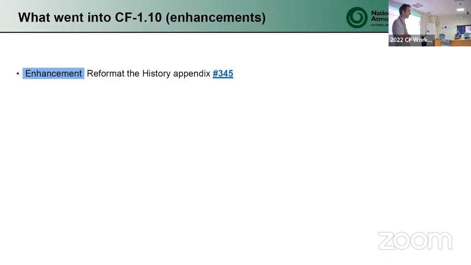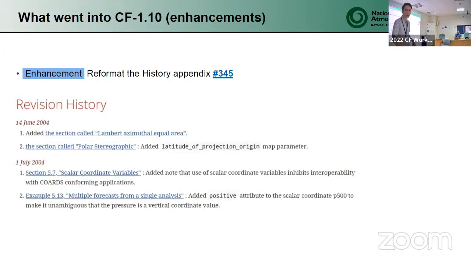The first one is not CF metadata content. It's just the reformatting of the history of the document. This is what it used to look like until 1.10, which was released a couple of weeks ago. We had just a plain list in chronological order of all the changes, and the dates are the dates at which the change was accepted, not the date at which it ended up in a document. Things are usually accepted sometime before a release date, so you didn't really know which changes went into which version, looking back.